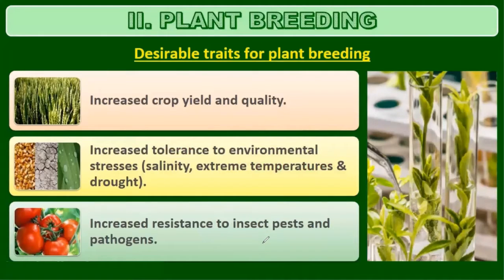What are the desirable traits for plant breeding? Number one is to increase the crop yield and crop quality. Next is increased tolerance to environmental stress like salinity, extreme temperatures and drought. Third one is increased resistance to insects, pests and pathogens. So these are the desirable traits for which plant breeding is performed.